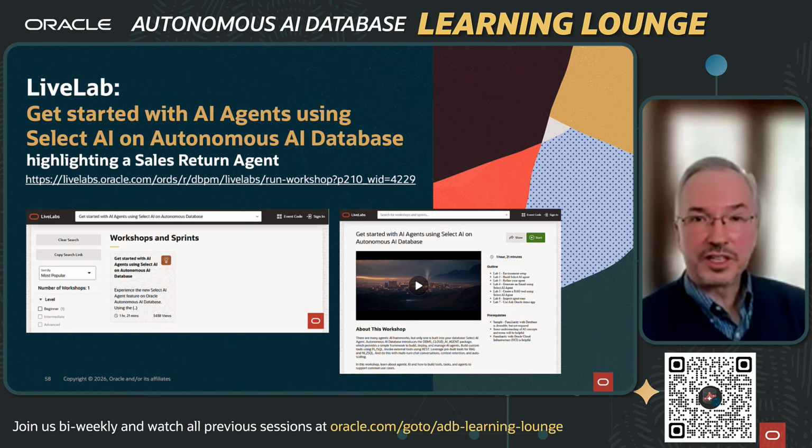As I mentioned earlier, we published the Live Lab Get Started with AI Agents using Select AI on Autonomous AI Database, with the URL shown here. It takes you through a range of scenarios for creating a sales return agent, from the initial environment setup to building and then refining that agent. You'll learn how to define and use different types of tools like custom PL/SQL functions for database updates and email generation, as well as RAG.